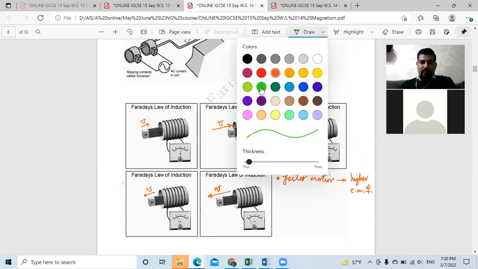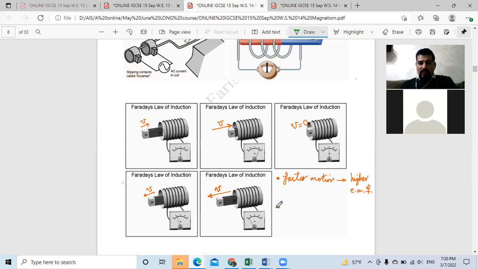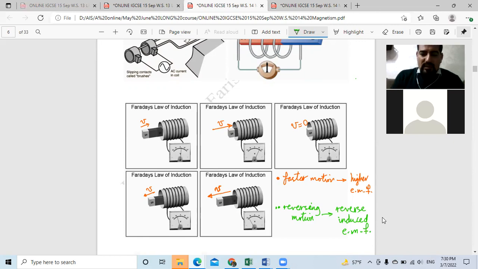Number two, reversing motion, reverse direction of induced EMF. Write these down if you please.